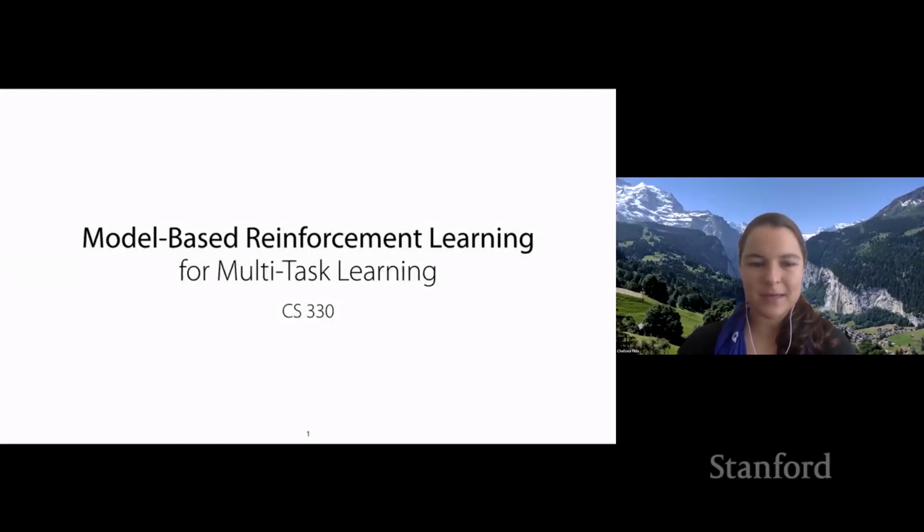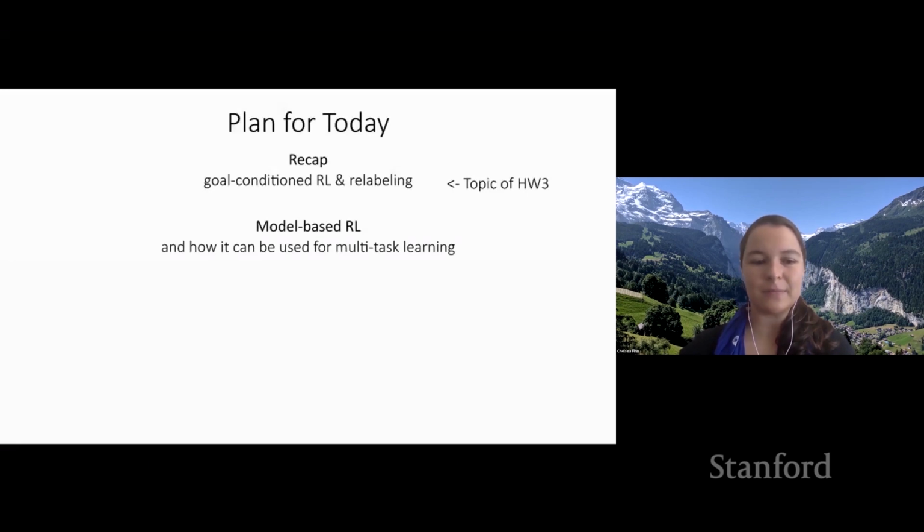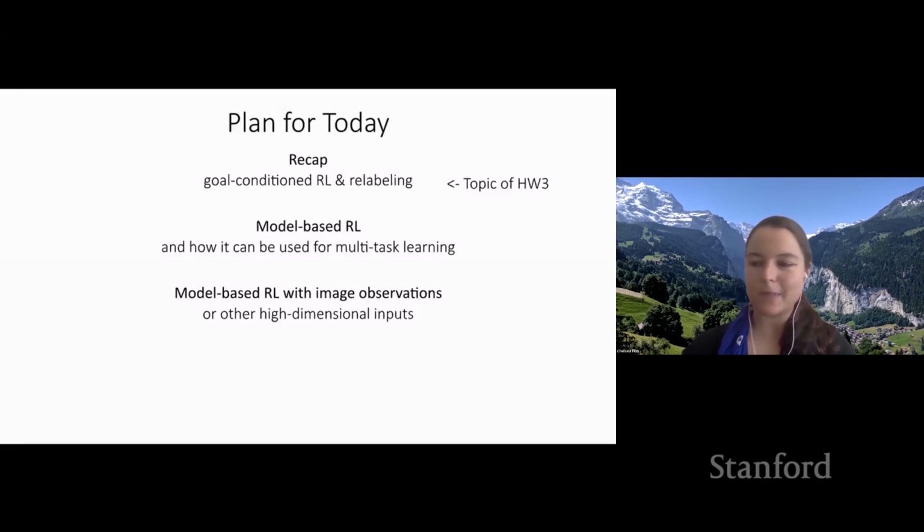So today we'll be talking about model-based reinforcement learning and how it can be used for multitask learning. For today, first we're going to recap goal-conditioned reinforcement learning and relabeling. Then we'll talk about model-based reinforcement learning and how it can be used for multitask learning. And then we'll talk about model-based RL when you have higher dimensional observations, such as images.